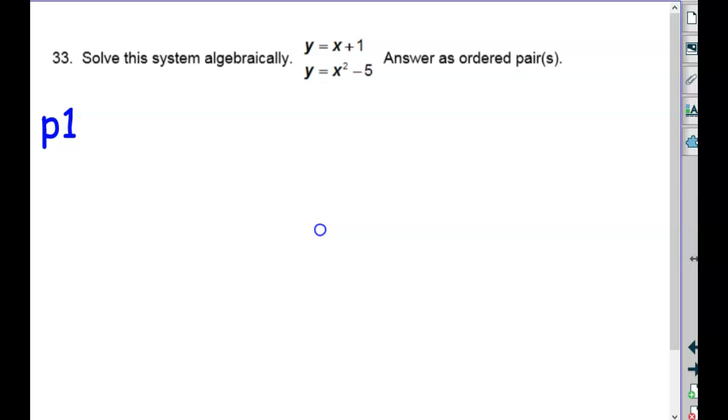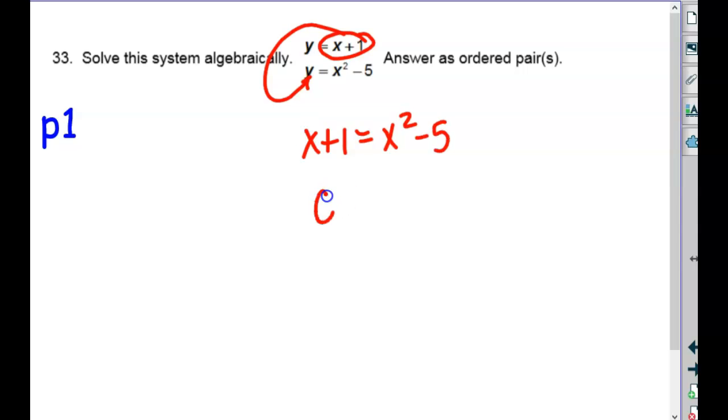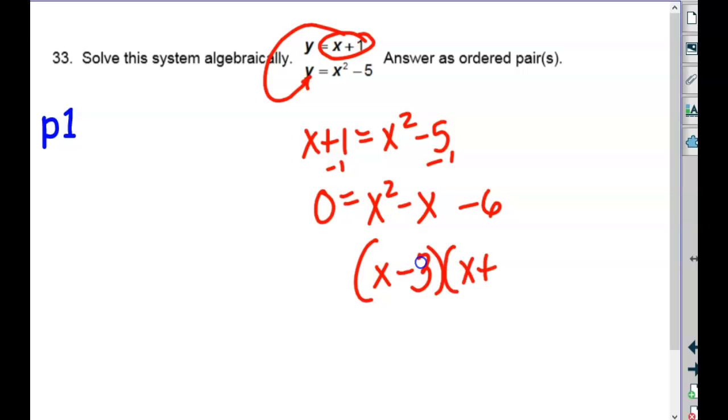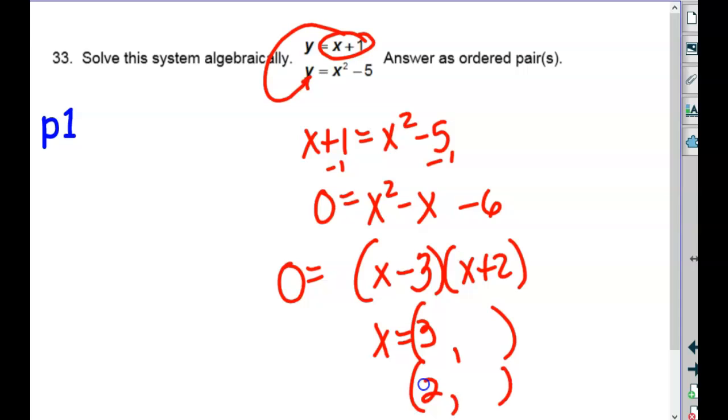Okay, one more quick one. Solve algebraically. We're going to put this in here. So we'll say x plus 1 equals x squared minus 5. If I get it equal to 0, I'll have x squared minus x minus 6. Factor very carefully. Some of you, when you have 6, you factor wrong. Minus 3 and plus 2 will give you negative 1x in the middle and a negative 6 at the back. So x equals 3 or 2.